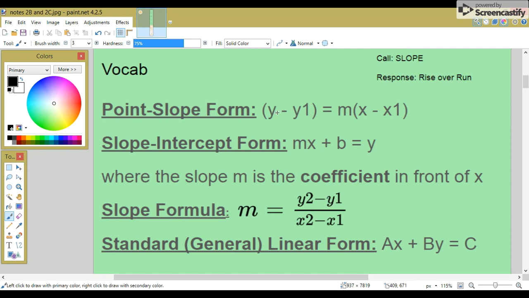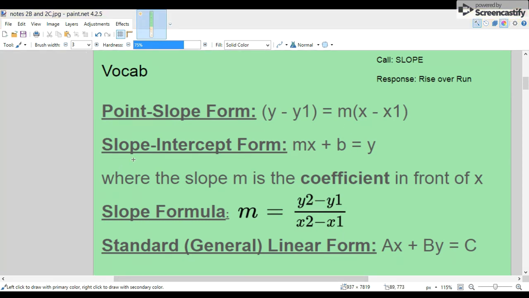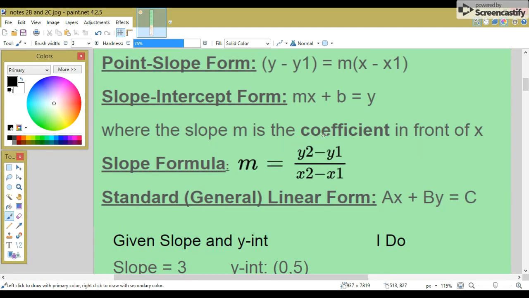Point-slope form. y minus y1 equals m parentheses x minus x1. Slope-intercept form. y equals mx plus b, where the slope, m, is the coefficient in front of x. Slope formula. m equals y2 minus y1 all over x2 minus x1. Standard linear form. ax plus by equals c, where a, b, and c are integers.